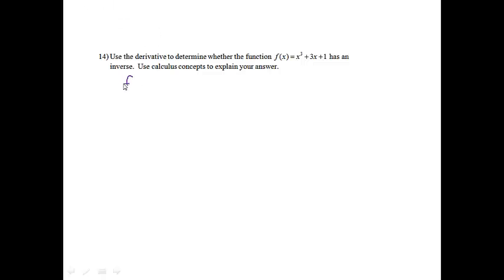So I am going to find f prime on this one. The derivative of that problem would be 3x squared plus 3. And then I am going to find the critical number by setting that equal to 0. And I'll get 3x squared equals negative 3. I'll divide both sides by 3. I'll get x squared equals negative 1. I'll go to square root. You cannot square root a negative number. So there is no critical number.